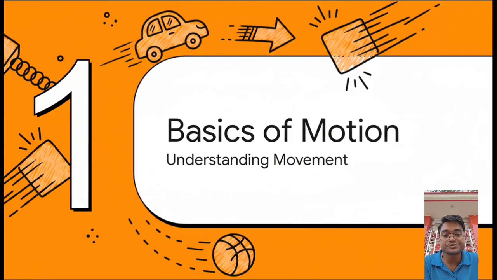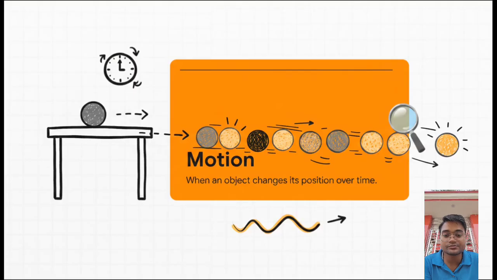Section 1. The basics of motion. Understanding movement. So, what exactly is motion? Quite simply, when an object changes its position over time, we say it's in motion. Imagine a ball just sitting perfectly still on a table. Right now, it's at rest. But the moment you give it a little push and it starts changing its position over time, like a rolling ball, it is officially in motion. It's all about that change in position as the clock ticks forward.